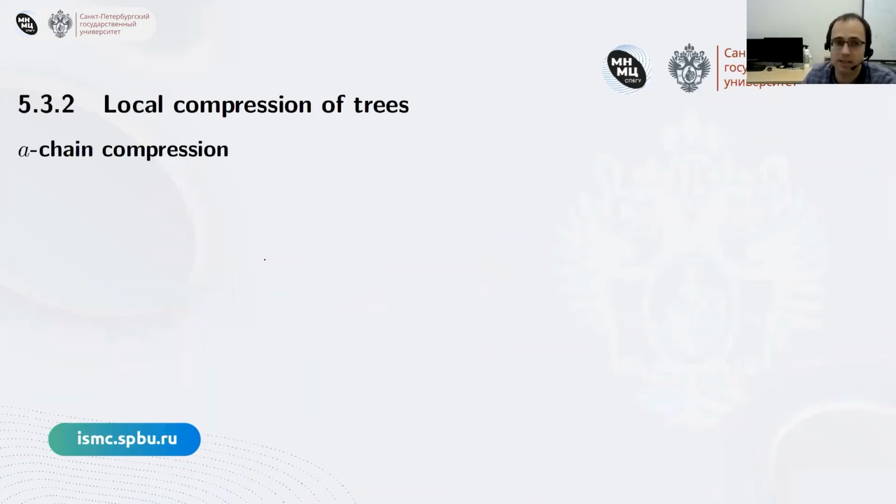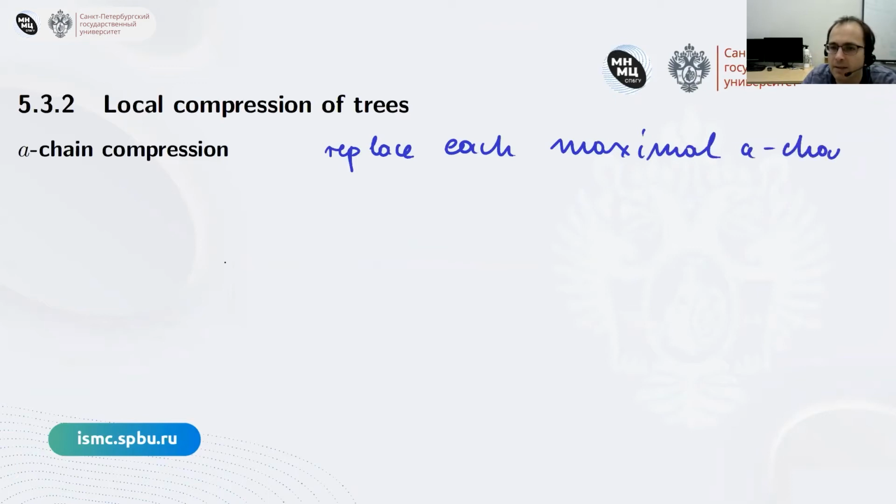And we will compress those patterns. So there will be 3 separate operations, one for each type of pattern. So A chain compression means to replace each maximal A chain, A to the L, where A to the L means, as in string notation, L nodes of A, with a new symbol A_L, which is a unary symbol.